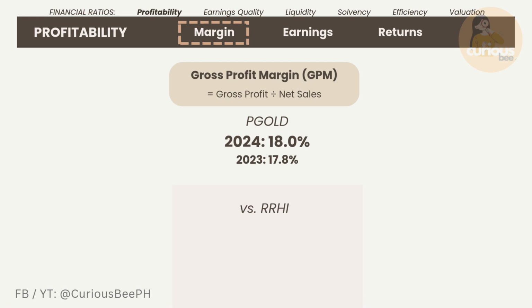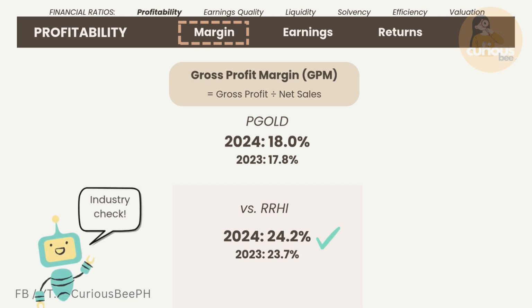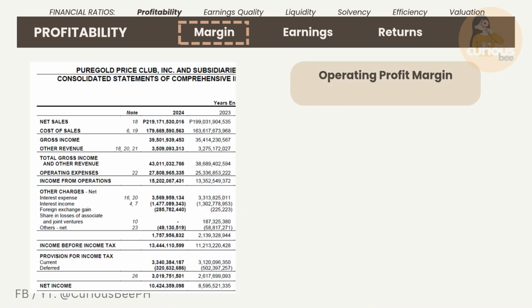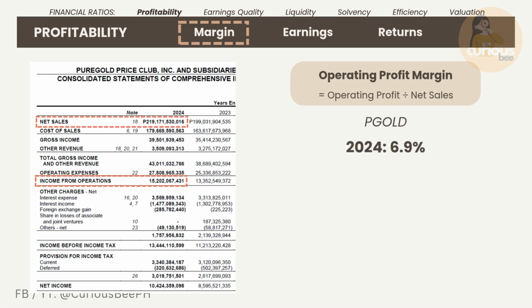If we look at its peers' 2024 GPM, it is at 24.2%, higher than the company. Through comparison, we can see if our company is at par with its industry, or if it's doing better than its peers or not. Let's move to operating profit margin. The formula is operating profit divided by net sales. At this stage, the company is able to keep 6.9% of its sales after operating expenses, compared to its peer at 4.9%, which means our company is doing better.